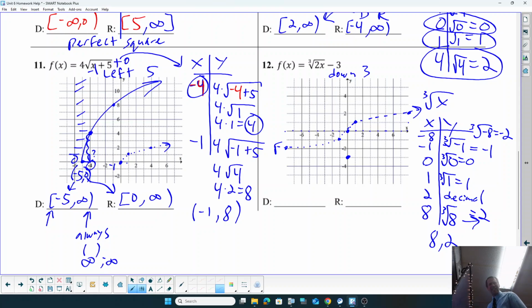But what about the 2x on the inside? Remember, it's opposite. So this means that you're going to take your x values and not times it by 2, it's opposite. Right? So what's the opposite of times by 2? Opposite is divide by 2. So we're going to take your x values and times it by a half.